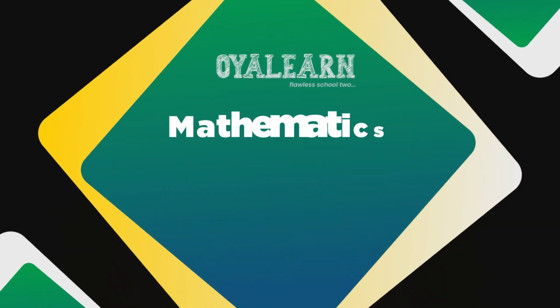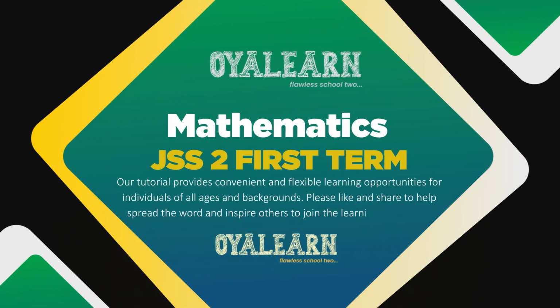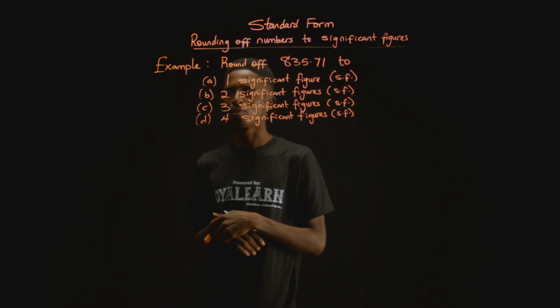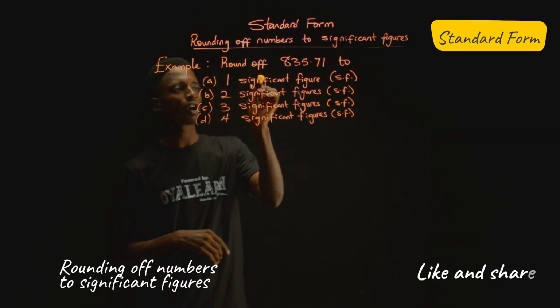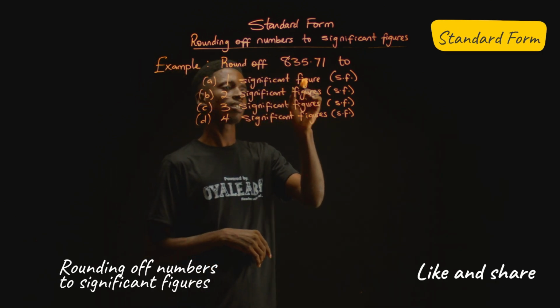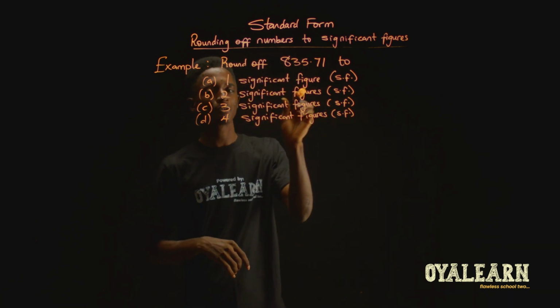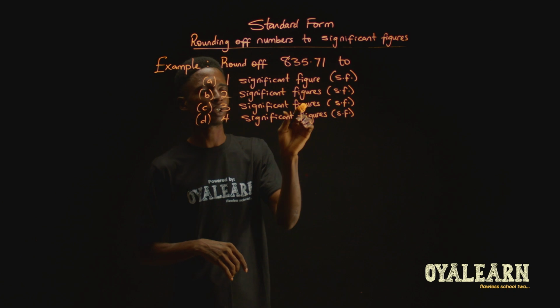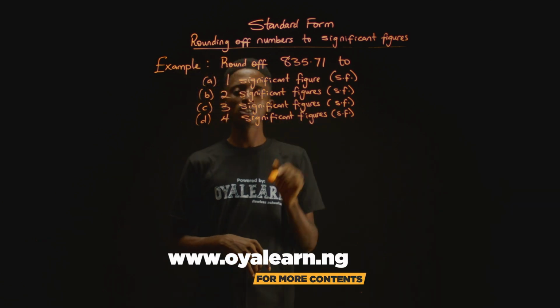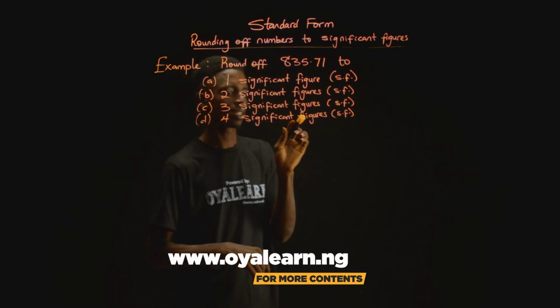Let us learn how to round off numbers to significant figures using this example. So we have to round off 835.71 to one significant figure, two significant figures, three significant figures, and four significant figures.